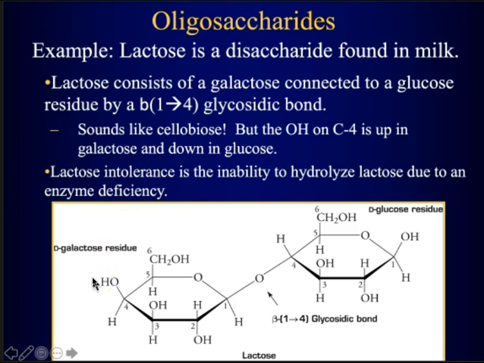If we looked back at our cellulose, this OH here is actually below the chain, and it's above the chain in lactose. So we actually are able to connect to this oligosaccharide and digest it, as long as we have the enzyme. However, lactose intolerance is the inability to hydrolyze this lactose due to an enzyme deficiency. So whenever you see people taking some kind of supplement to be able to have lactose, that supplement is an enzyme that they're taking so that they can hydrolyze this bond and actually get the energy out of it.